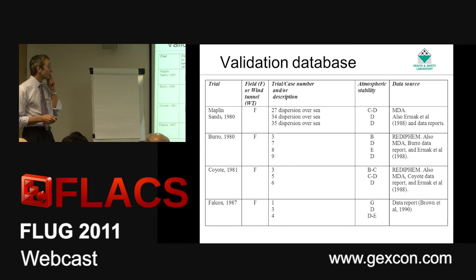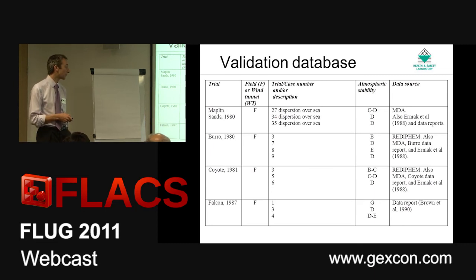Okay, so these are the tests that form the validation database. So here we've got some large-scale LNG trials in Sainsbury, Coyote and Falcon. A range of different atmospheric stability conditions. I mean, most of the data is for either neutral or unstable conditions, but we do have some in stable conditions as well.